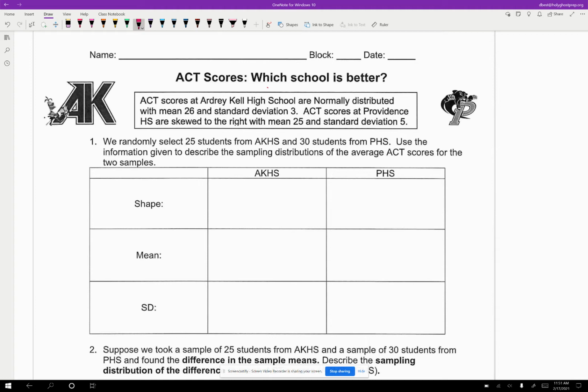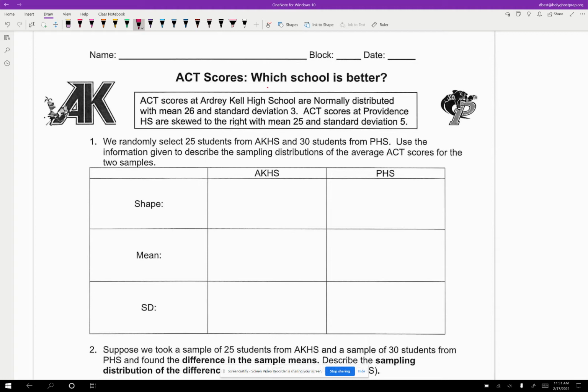We have one more lesson to talk about. This week we've been talking about sample means, and today we're going to specifically focus on the difference of means. This is very similar to when we talked about the difference of proportions in the first half of the chapter. So we're jumping right in. We're still talking about ACT scores.